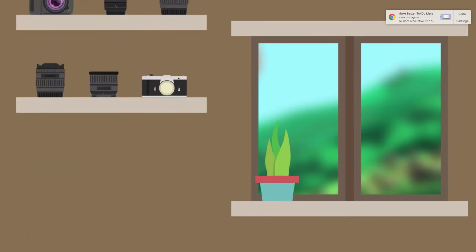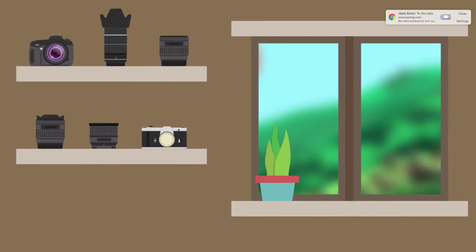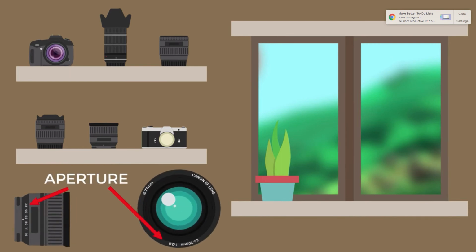Every lens has a limit on how large or small the aperture can get. If you take a look at the specifications of your lens, it should indicate the maximum apertures, lowest f numbers, and minimum apertures, highest f numbers.